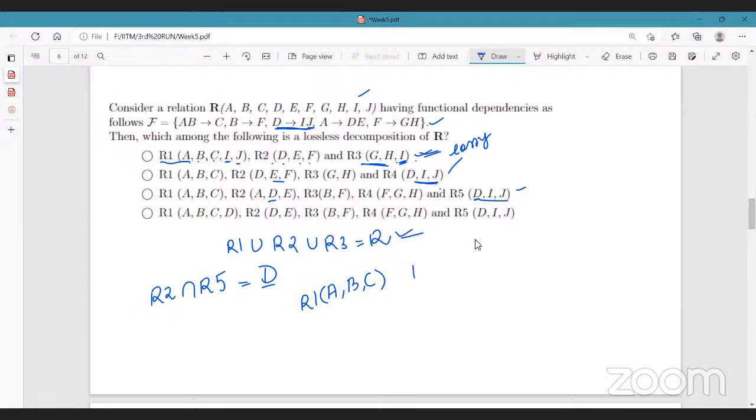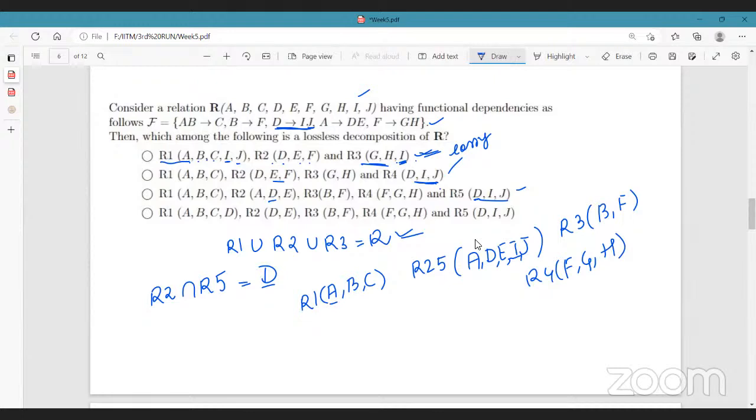So now we get R1 as ABC, then R25 as A D E I J, then R3 as BF and R4 as FGH. Okay, so now we can check for R1 and R25 also. So the common attribute out here is A. A, right? So R1 intersection R25 will be A.